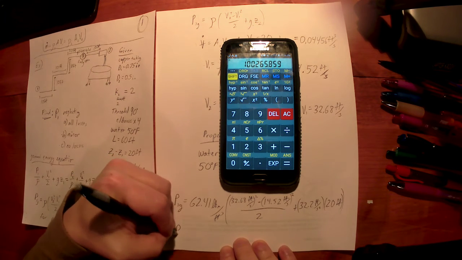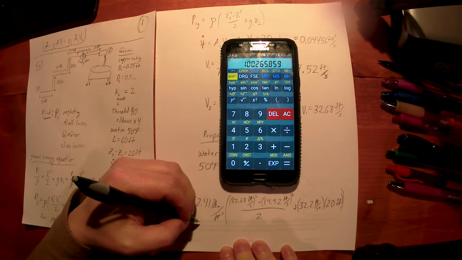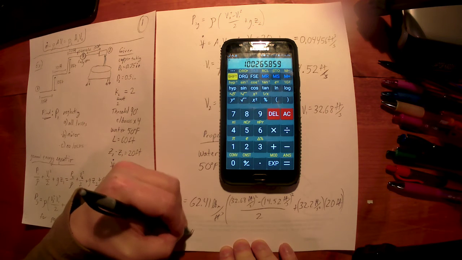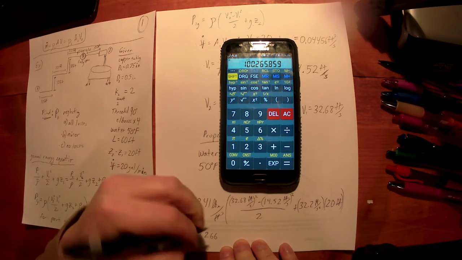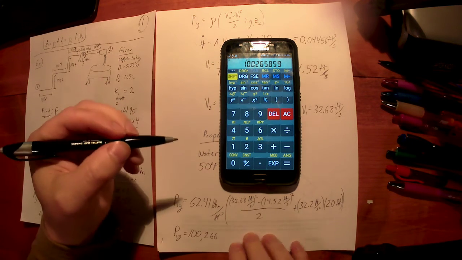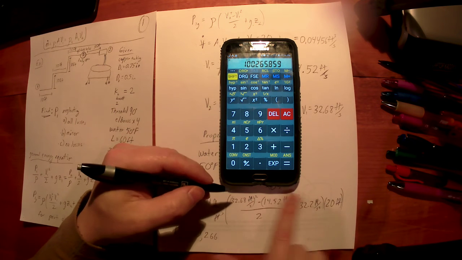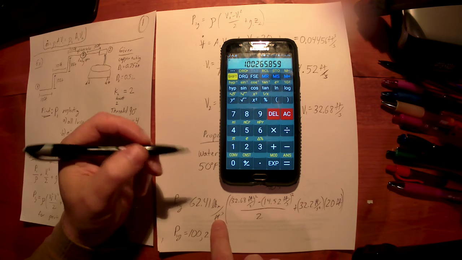Okay. I hope this is right. If not, we'll redo it. I do have a final answer in PSI, but I'm not there yet. So P1 gauge is 100,266. Rounding that off. Units there, let's say both of these are feet squared per second squared. That's how I can combine them. So these are all feet squared per second squared divided by cubic feet.